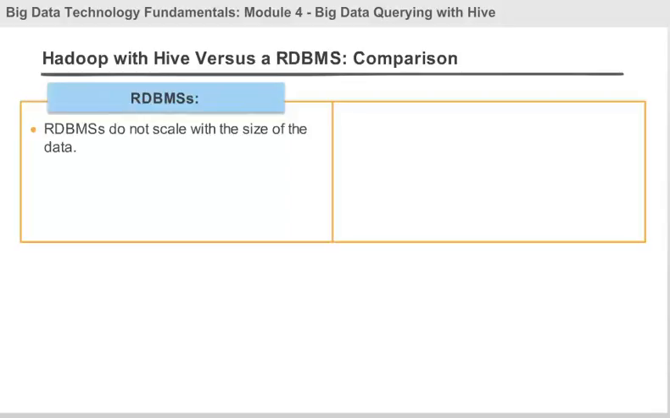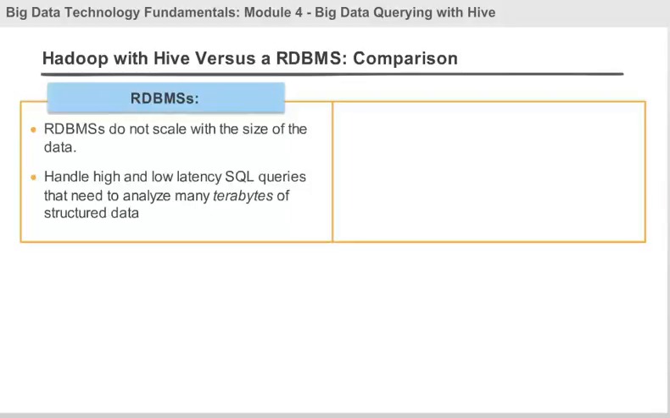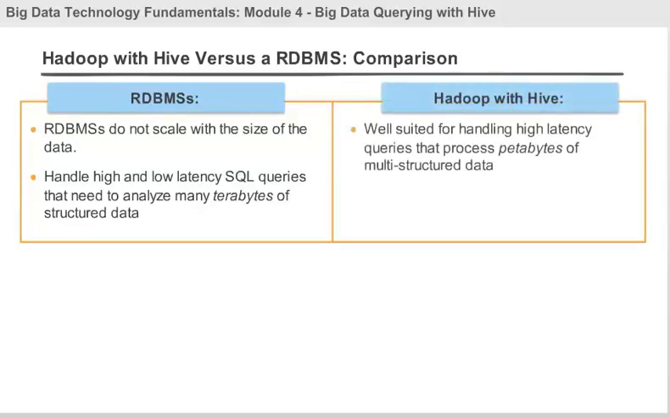RDBMSs can handle high and low latency SQL queries that need to analyze structured data in terabytes. On the other hand, Hadoop Hive can handle high latency queries that process petabytes of multi-structured data. This means that Hive would not be appropriate for applications that need very fast response times.